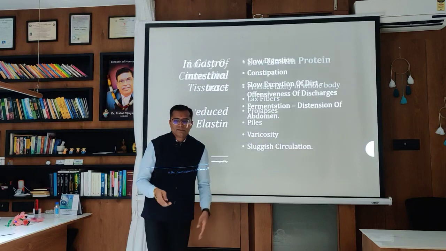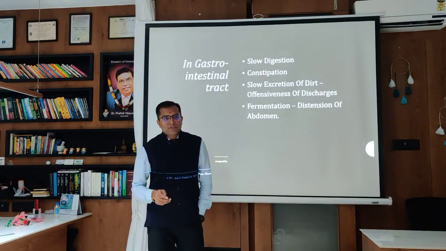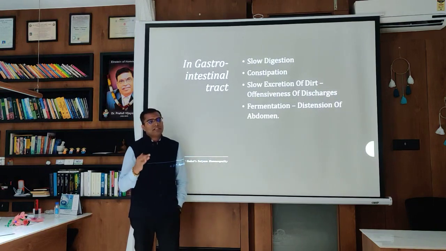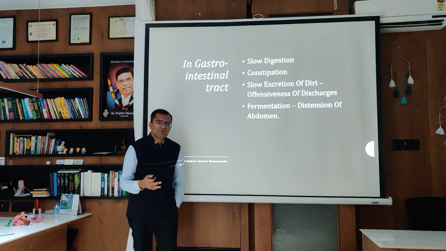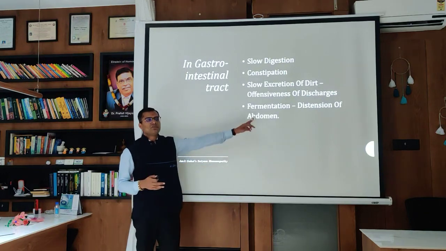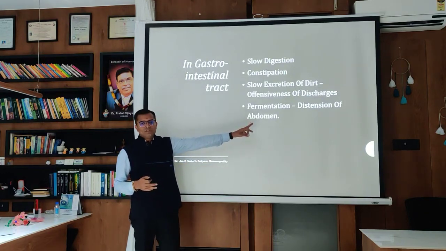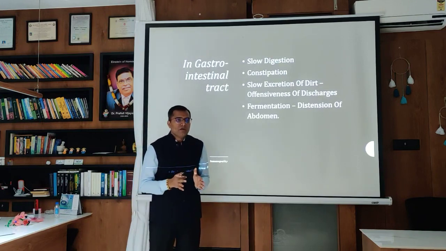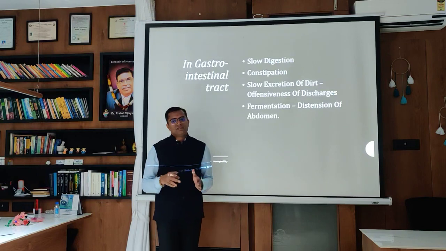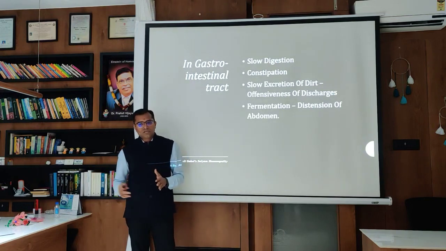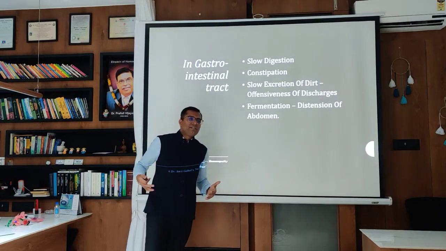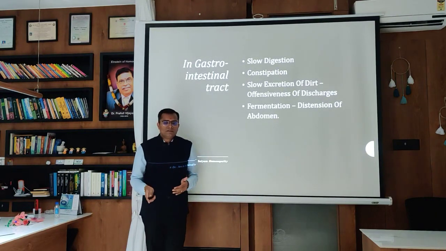Are you getting me? In the GIT, what happens? Everything slows down. So digestion becomes slow. Once the digestion becomes slow, the excretion becomes slow. So the process is called constipation, slow excretion of the dirt. When dirt is accumulated somewhere, what happens? It produces offensiveness of discharge. And then fermentation, so fermentation leads to distension of the abdomen.